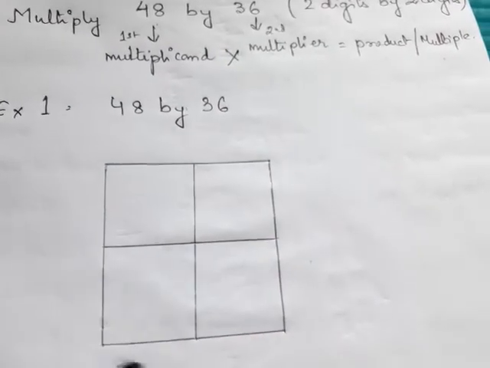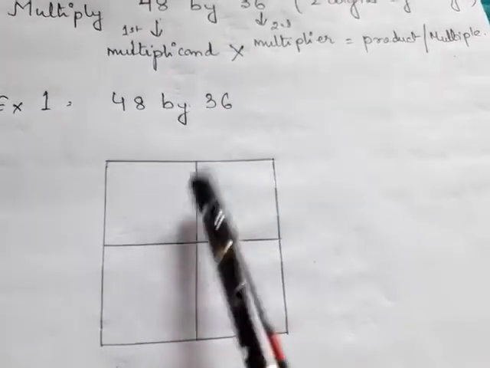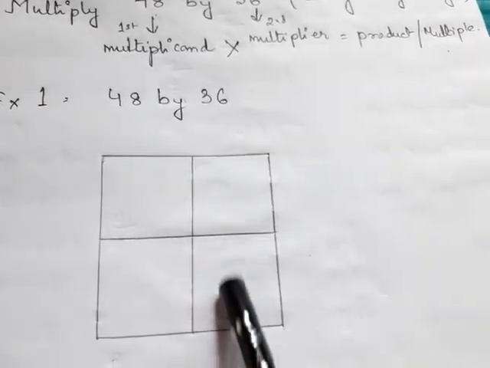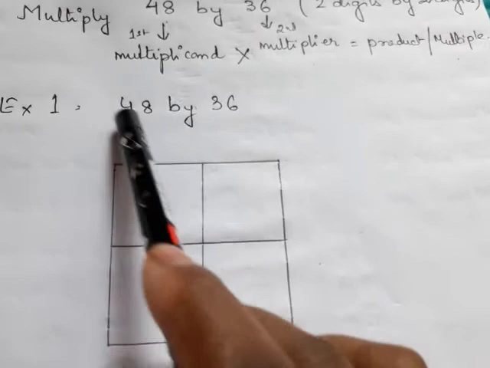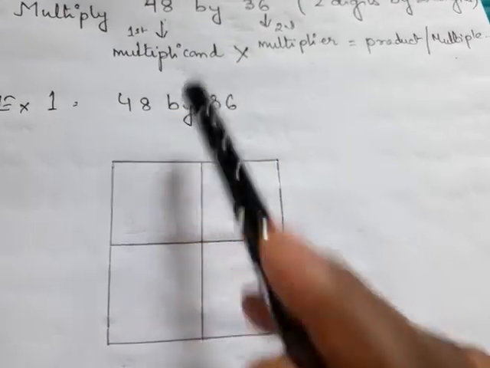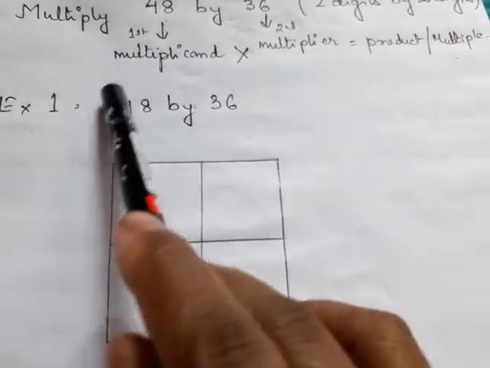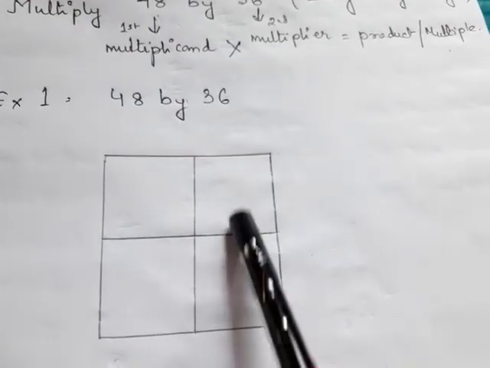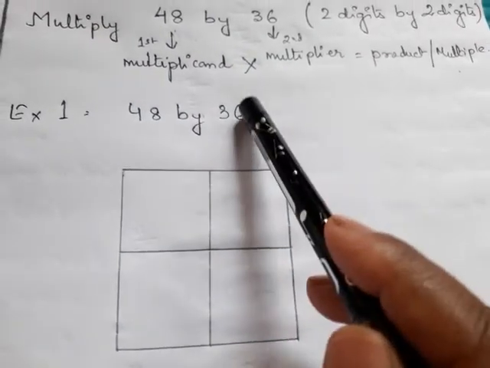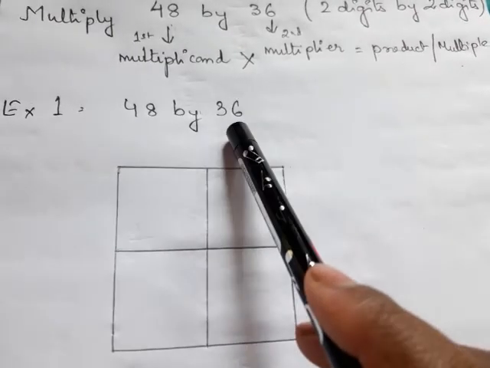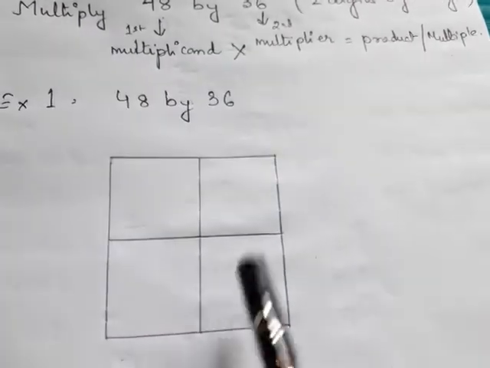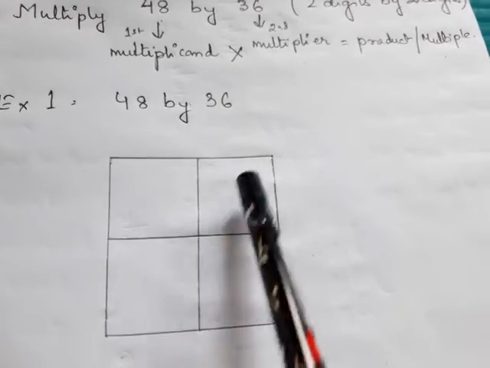So I have drawn a grid here. Can you see? Now there are vertical lines I have drawn and I have drawn horizontal lines also. Now 48 is my multiplicand. Since there are 2 digits, I have drawn 2 columns here. Okay, my multiplier also has 2 digits, so I have drawn 2 rows. So you have to remember columns and rows.